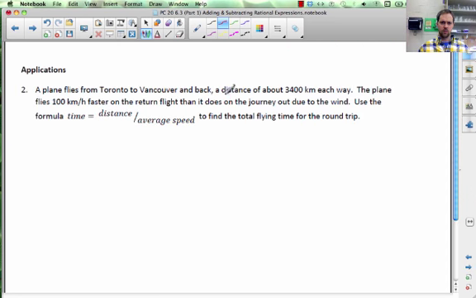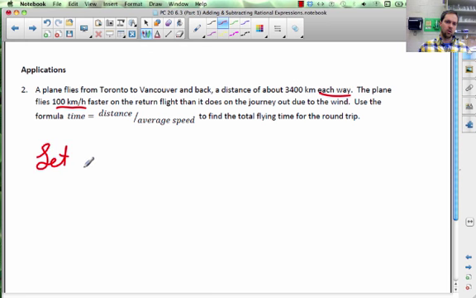A plane flies from Toronto to Vancouver and back, a distance of about 3,400 kilometers each way. The plane flies 100 kilometers an hour faster on the return flight than it does on the journey out because of the wind. Use the formula T equals D over V to find the total flying time for the round trip. 100 kilometers faster. This is all we know.